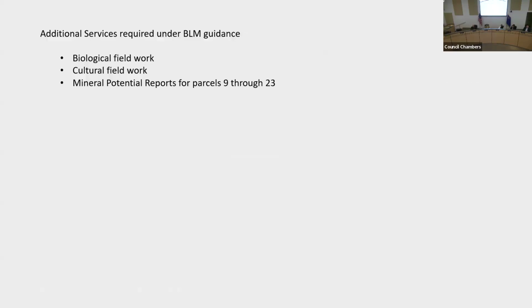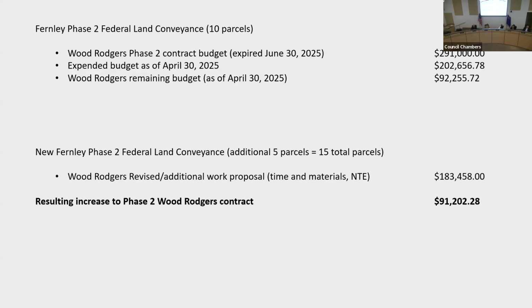Councilwoman Zaberski: Can you go back to that page, please? The math is just not... 291,000, subtract the 202,000. Then that leaves you $92,255.72 to finish Phase 2, which was 10 parcels. Then we added the 5 parcels, so they revised their contract, and I'm going to go a little bit into why they had to revise their contract and what additional costs there were.